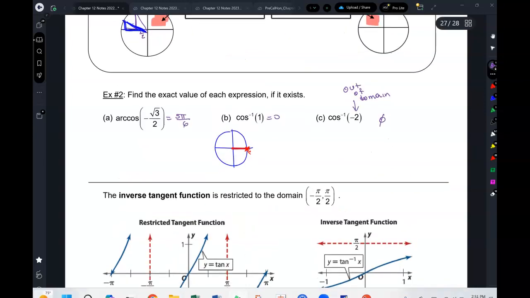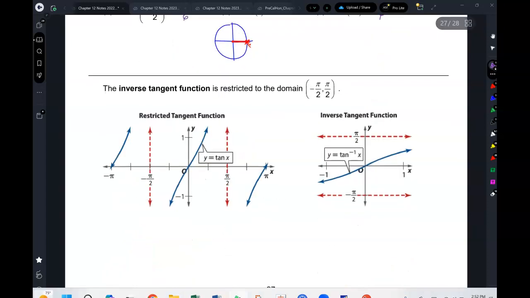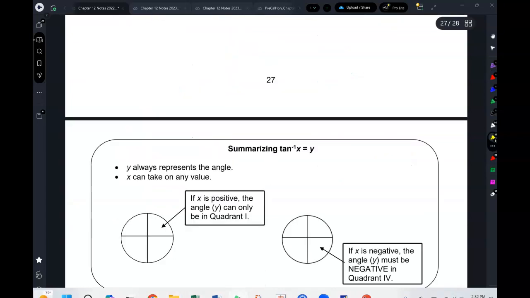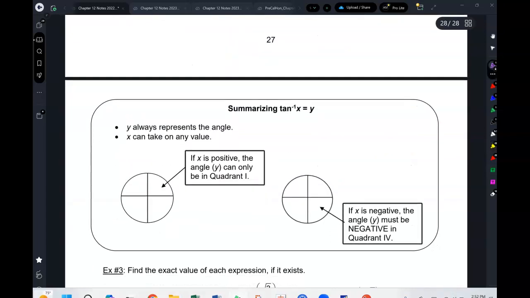Okay, we never graphed tangent. It's covered in pre-calc honors. But voila, here's what the tangent graph looks like. You really don't need to know how it looks. Just know that the domain is still negative pi over 2 to pi over 2. So it's very similar to sine.